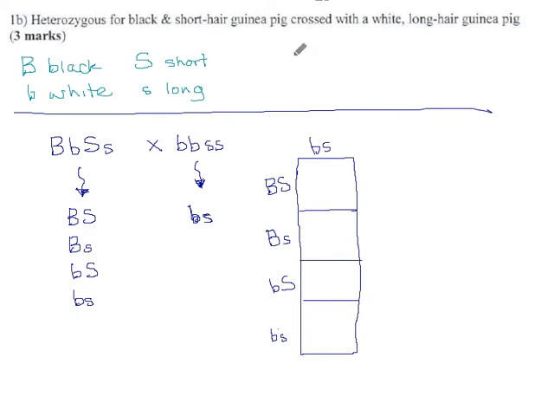So what kind of guinea pig offspring can we get here? Big B, little b, big S, little s. Here, big B, little b, little s, little s. Little b, big S, little s, and little b, little s, little s. So if you want the genotypes, there they are.